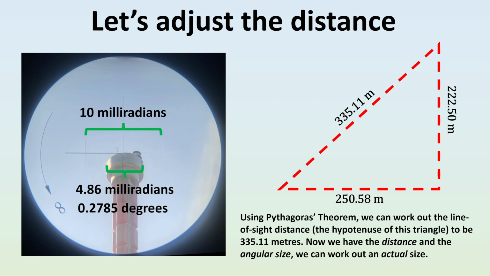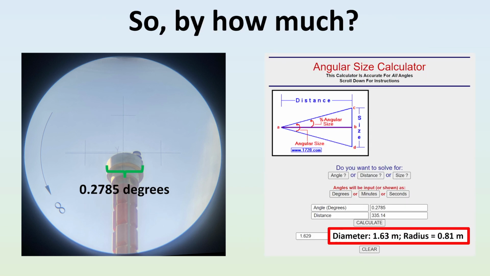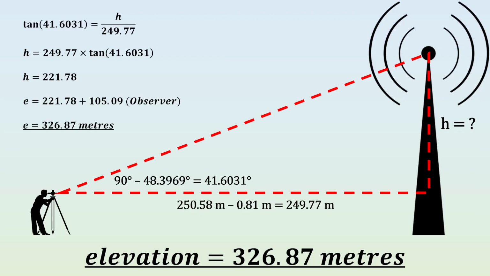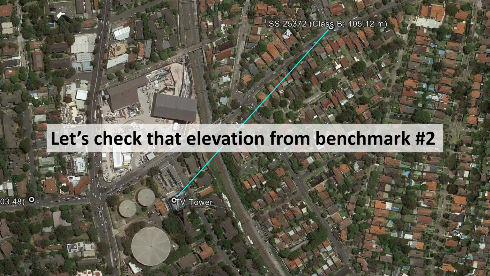All right, so now that we have the distance and the angular size, we can work out an actual size. We simply plug those values into the angular size formula and we can get a diameter for that disc of 1.63 meters and therefore a radius of 0.81 meters. So our measurement distance over the ground is actually 0.81 meters closer than we first thought. So let's do the simple trick again with the correct distance, and we get an elevation of 326.87 meters. Boom!